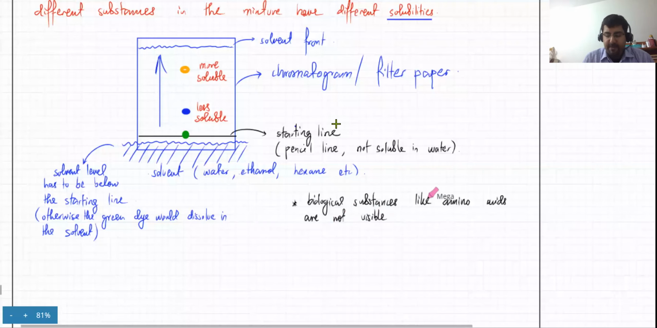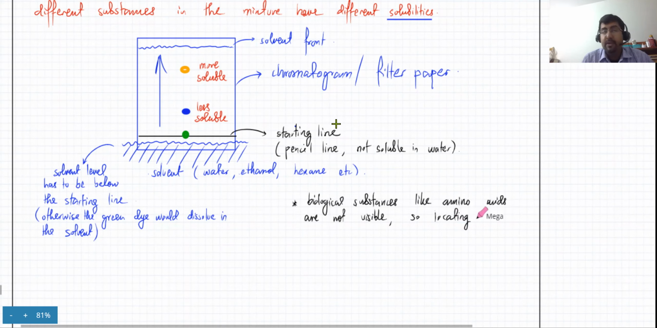And to make them visible, what you do is you spray them with a locating agent. Locating agents are compounds that change color when you put them on an amino acid or something. So you start seeing colored marks on them. For example, with two amino acids, you can't see them, and as soon as you spray a locating agent on them, you start seeing them. They turn brown or red or orange, some color appears. So locating agents are used.